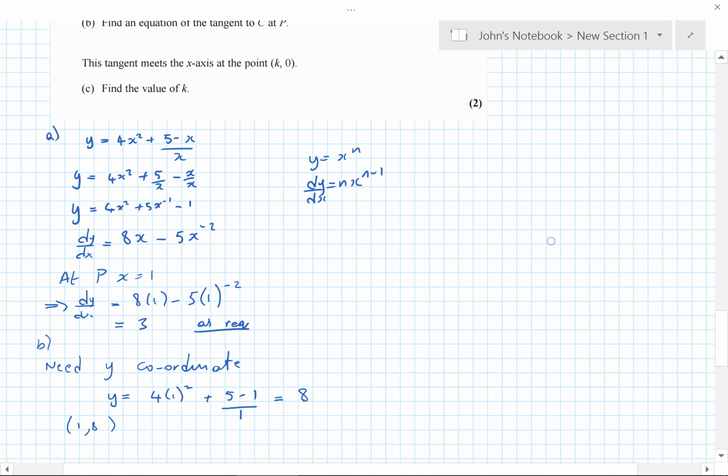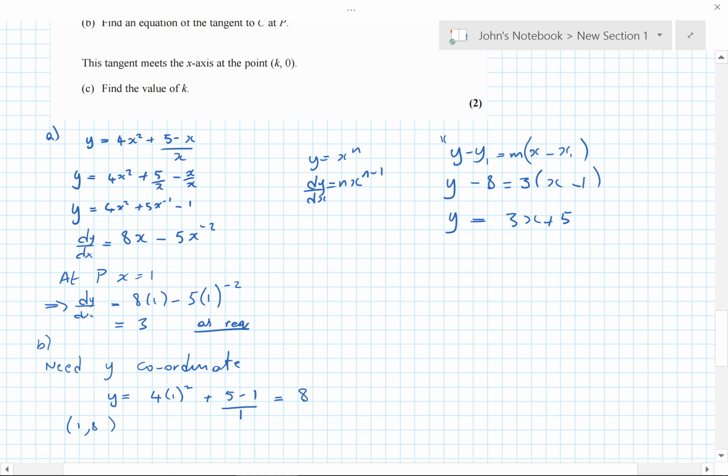So I'll just put it up here now. y minus y1 is the equation we're going to use, the equation of the line. So we've got y minus y1, which is 8, is equal to 3 times x minus 1. So that makes it y equals 3x minus 3 plus 8, so that's 3x plus 5.